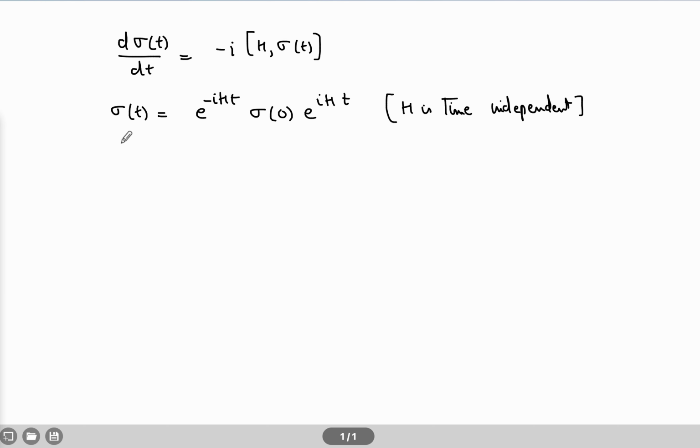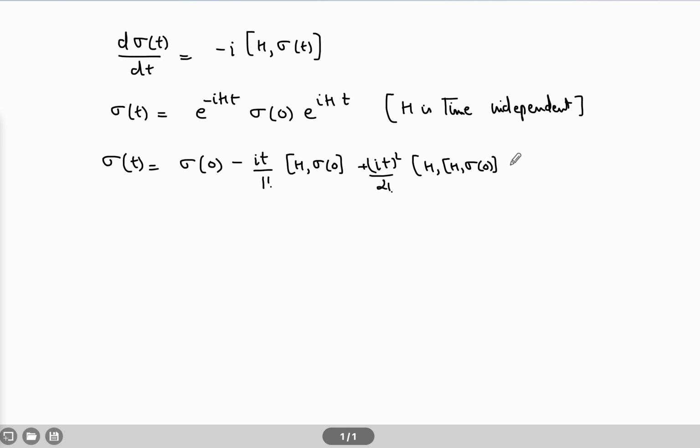right? And we also saw how this solution can be further simplified using the BCH formula, a modified form of the BCH formula I should say: σ(0) minus it divided by 1 factorial, the commutator of H and σ(0), plus (it)² by 2 factorial, the double commutator, plus (it)³ by 3 factorial, the triple commutator, and so on, right? So far this is for when the Hamiltonian is time independent.